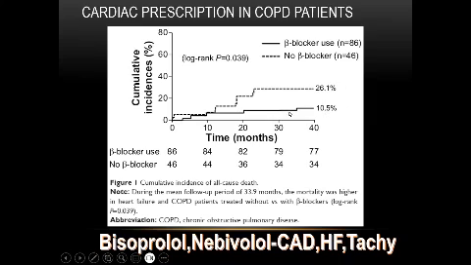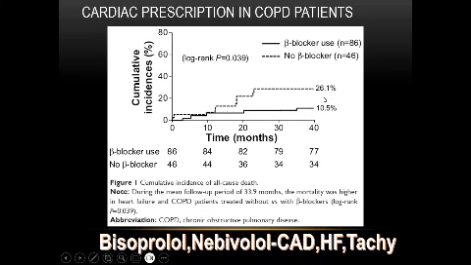I told you once again, COPD patients are dying of cardiovascular disease. So you can look at the chart. The cumulative incidence of cardiovascular disease is much, much greater when the patient is not on a beta blocker, and adverse events on the cardiac side are much, much lower when the patient is on a beta blocker. So that's why the beta blocker in COPD protects the heart and also prevents death due to cardiovascular disease.